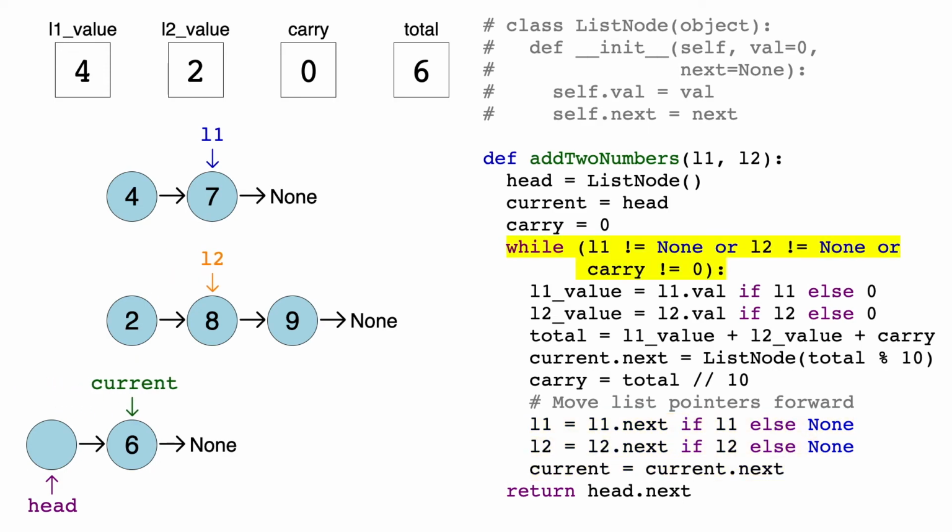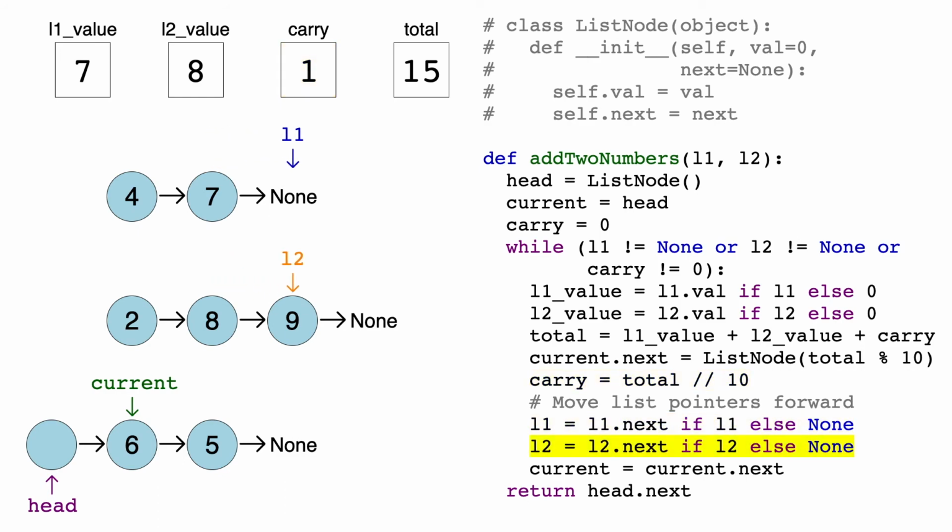For the next digit, L1 value equals 7, and L2 value equals 8. The total is then 7 plus 8, which is 15. Now 15 mod 10 is 5, so we'll create a list node with a value of 5, and make that the next node in our answer. Then to find the carry, 15 divided by 10 is 1.5, then rounded down is 1, so a carry of 1 is generated. Then we'll advance L1, L2, and current again.